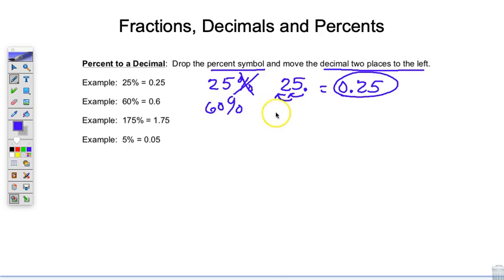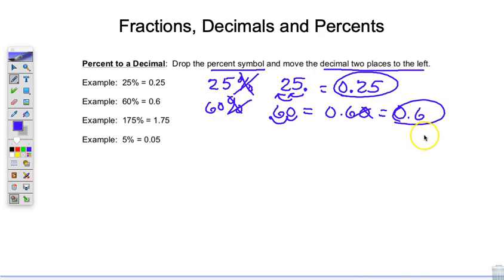When we have 60%, we drop the percent symbol, move it back 2 places, and we can just answer 0.60, but this 0 is unnecessary, so we have 0.6. And the third one, again, it's the same thing. You're moving it back 2 places. So for this one, we have 175%. I'm going to drop the percent symbol and then again move it back 2 places. So I end up with 1.75.